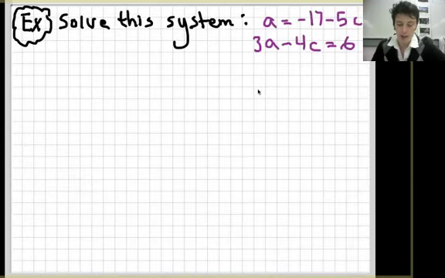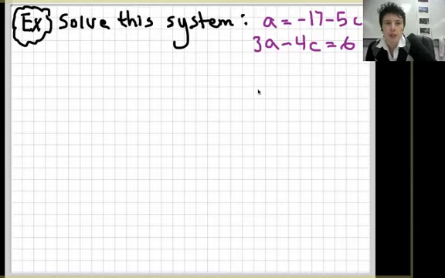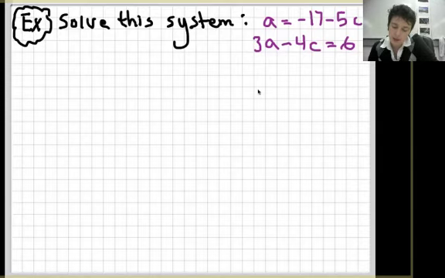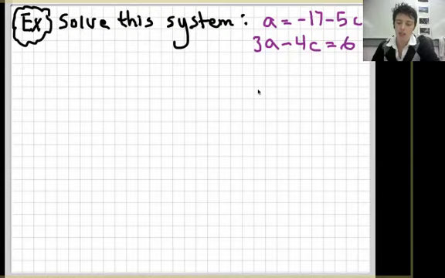All right. So one more problem here. Solve this system. Now we're going to do one with a's and c's. So a equals -17 minus 5c, and 3a minus 4c equals 6. Pause the video and try this one. See if you can get this one right.